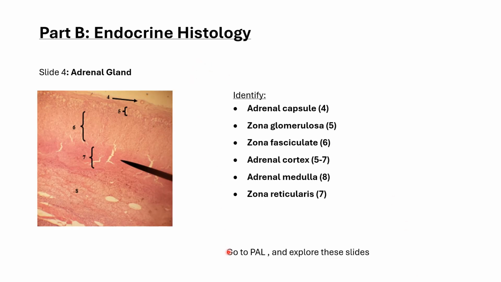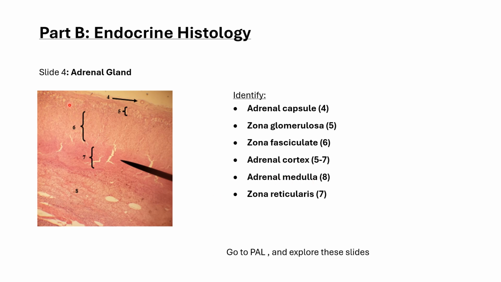This is a slide of adrenal gland. Adrenal gland, remember we just saw their triangular glands sitting on each kidney. The outermost covering is the adrenal capsule. Inside the adrenal capsule, there is adrenal cortex. So from here till here, this 5, 6 and 7, this is adrenal cortex. Inside adrenal cortex, labeled number 8, we have adrenal medulla.